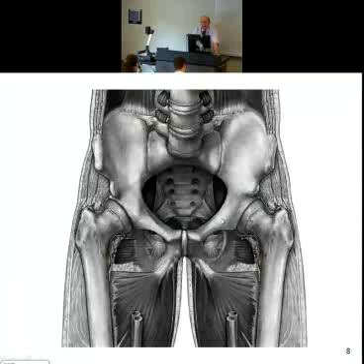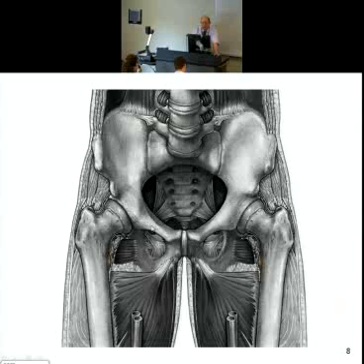Okay, so this is basically what the hip looks like. Again, this is the pelvis. So this is the ring that I was referring to. So if you saw a fracture here, there has to be a fracture somewhere else in the ring. So you would need to look anywhere else in the ring to see the fracture.